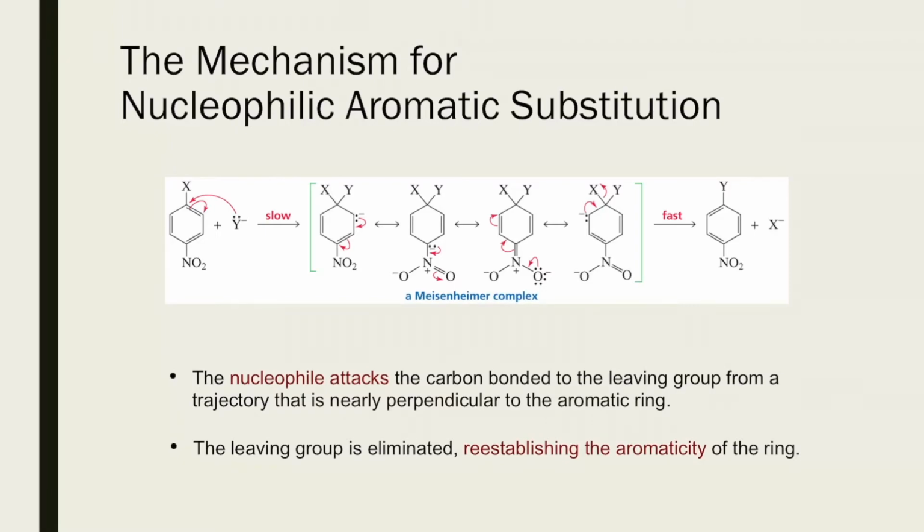Okay, so here is the mechanism for the nucleophilic aromatic substitution reaction. In the first step, the nucleophile will attack the carbon where the leaving group is present. Remember, it cannot do the backside attack here. Instead, the nucleophile attacks the carbon at a trajectory that is nearly perpendicular to that of the ring. And it's going to form a series of resonance contributors, which is basically called a Meisenheimer complex. And then in the next step, which is the fast step, the leaving group is going to leave as the electrons come in and form the product.